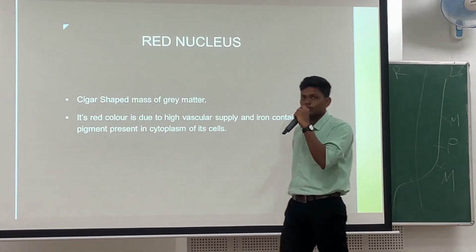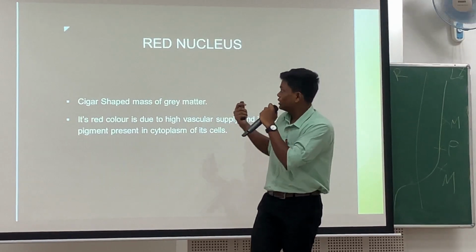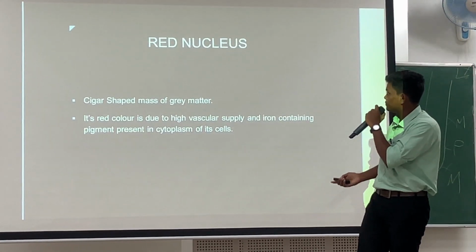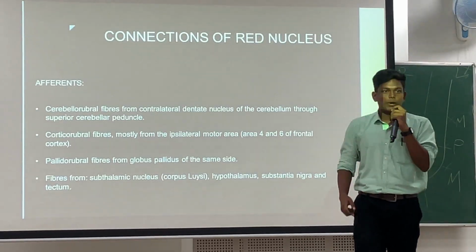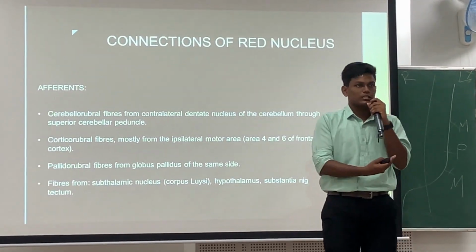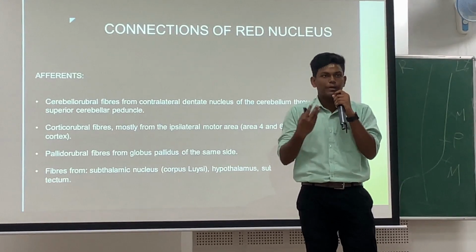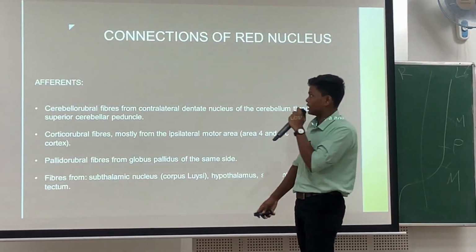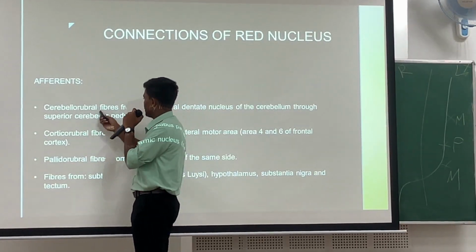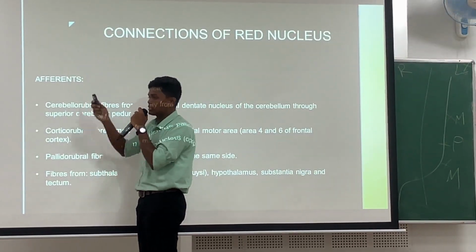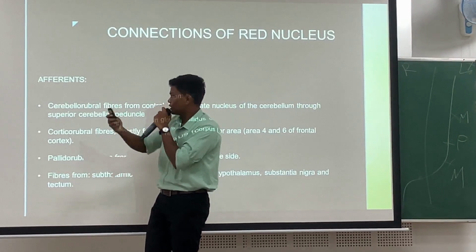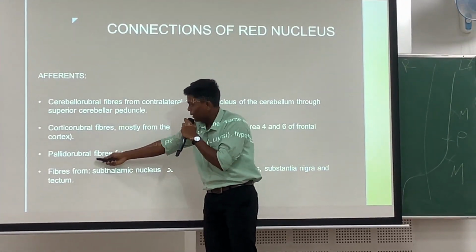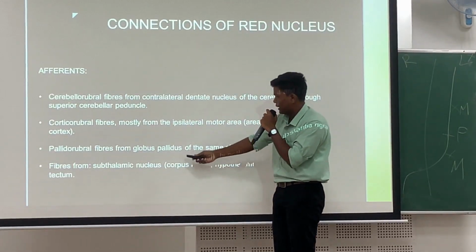This is an important structure called the red nucleus. The red nucleus is nothing but gray matter, cigar shaped. The important thing is that it receives many connections from other parts of the brainstem and the brain. The main connections are the corticorubral fibers, meaning it receives from the cerebrum, and pallidorubral fibers from the globus pallidus.